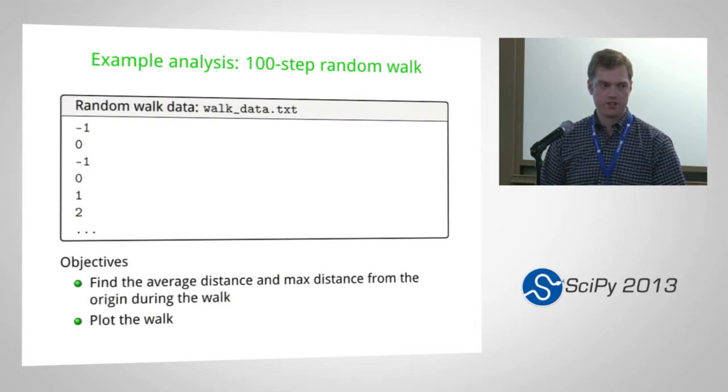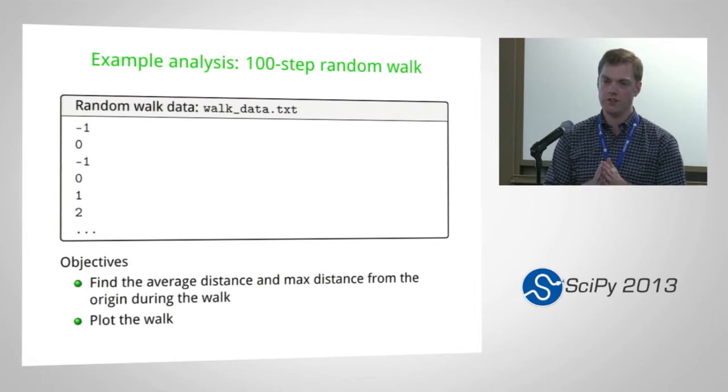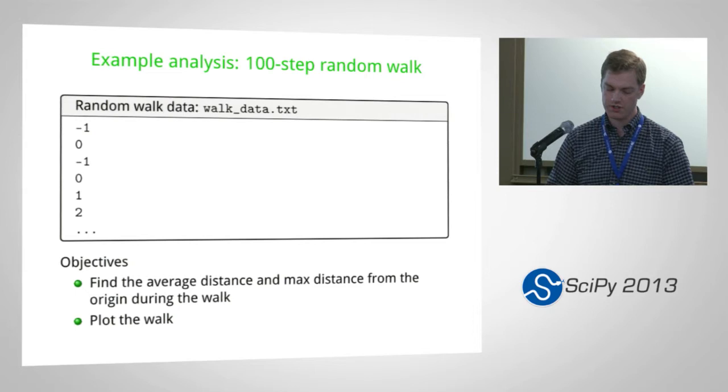I'm going to be looking at a very simple data set. This is just a random walk. So we start at 0, 50-50 odds, +1, -1 step, go 100 steps. And I'm just going to calculate the average distance and the maximum distance traveled from 0, from the origin, and then also plot the walk.